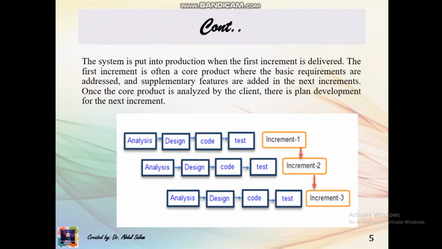The system is put into production when the first increment is delivered. The first increment is often a core product where the basic requirements are addressed and supplementary features are added in the next increments. Once the core product is analyzed by the client, there is a planned development for the next increment.